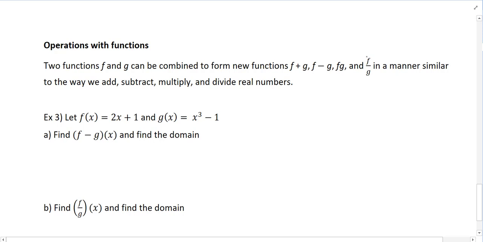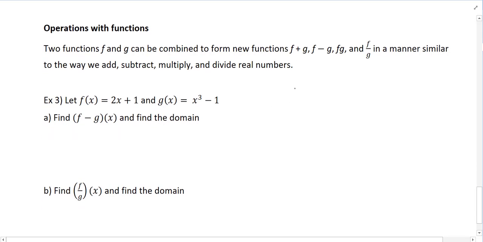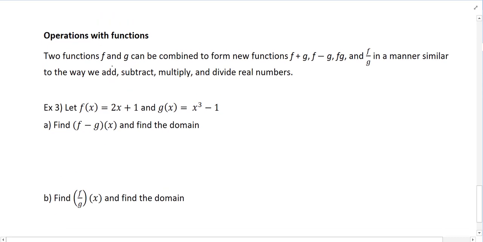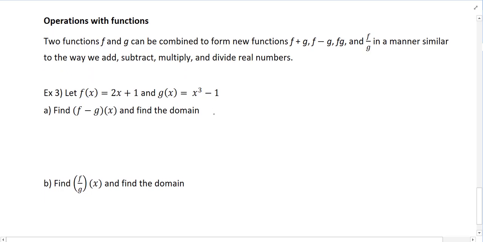With dividing, just make a mental note that once you divide 2 functions, your domain is going to be, you have to eliminate the values of g that make the function 0 from the domain. And then the other operation that we can do with functions is compositions. But let's look at this example. Let f of x be 2x plus 1 and g of x be x cubed minus 1.